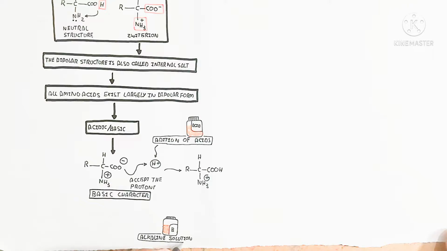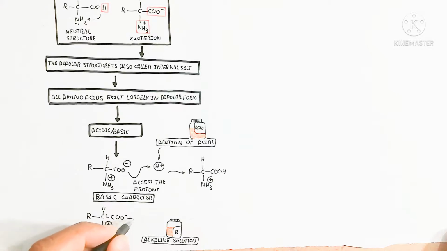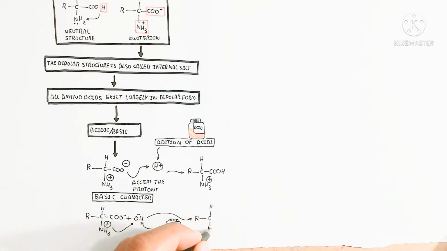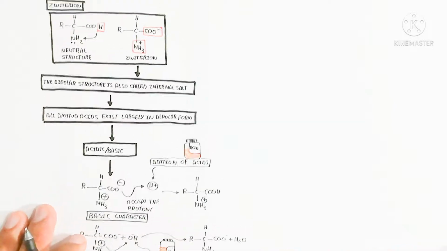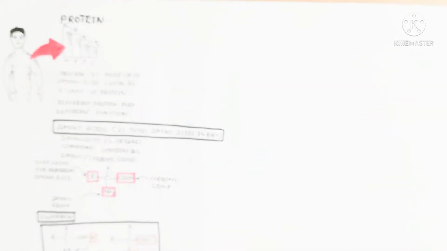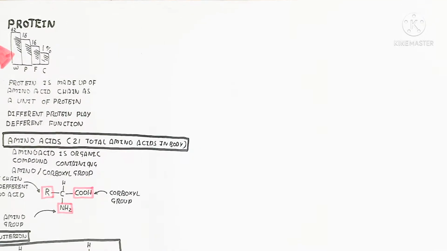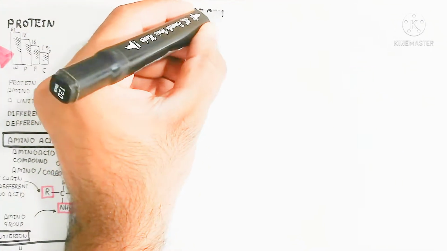When we add an alkaline solution to the amino acid, which contains a positive and a negative charge, it donates a proton to the alkaline solution, for example the hydroxyl group, and releases water after the proton binds with the hydroxyl. So that is an important thing.